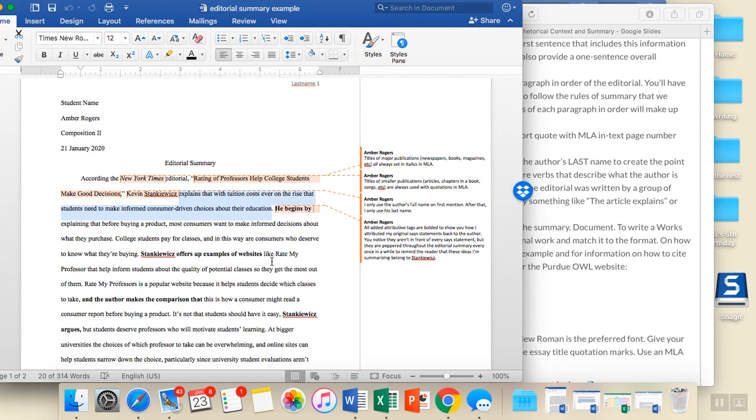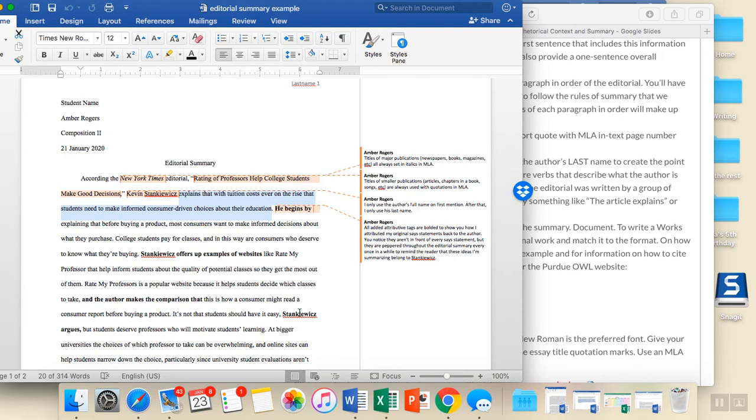Essentially, in addition to adding this first sentence that you'll write for the editorial summary, you need to also make sure that you provide attributive tags every once in a while to remind the reader that while you did put this in your own words, these are not your ideas. They're the ideas of the author of the article that you picked. So I've put them in bold. I just ask you every once in a while to remind the reader who wrote this.